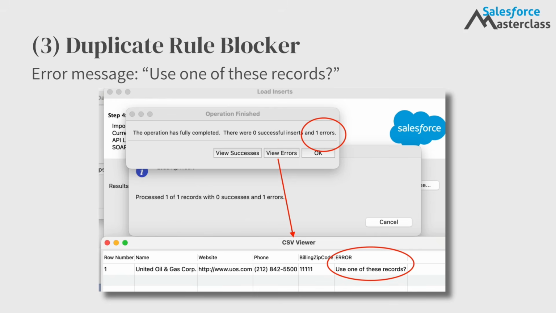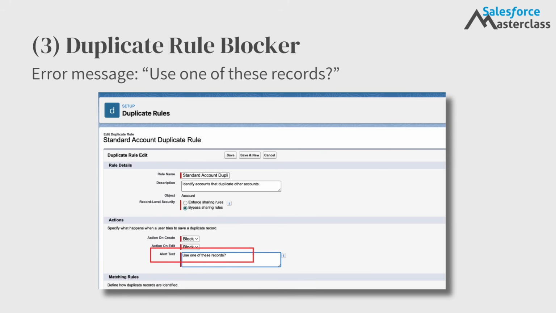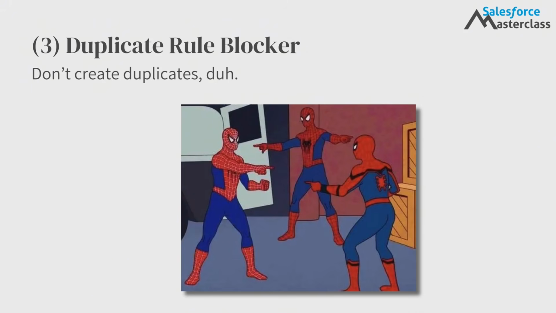So that's how you know what blocked you. However, it's possible for the duplicate rule alert text to be modified. So it's a good best practice to double check these rules before you load. So how do we solve for this?